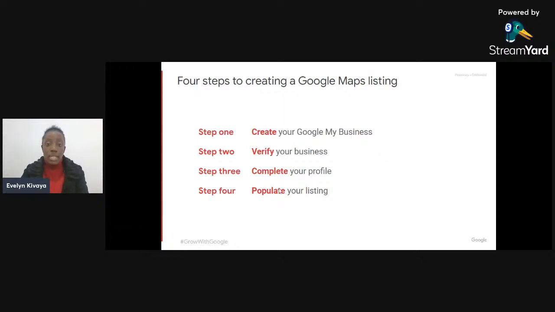So step one of creating a Google Maps listing or a Google Business Profile listing is that you need to create your Google Business Profile. Step two, you need to verify your business. Step three, you need to complete your profile. And then step four, you need to populate your listing.